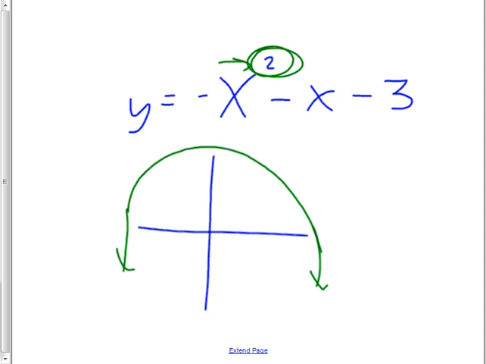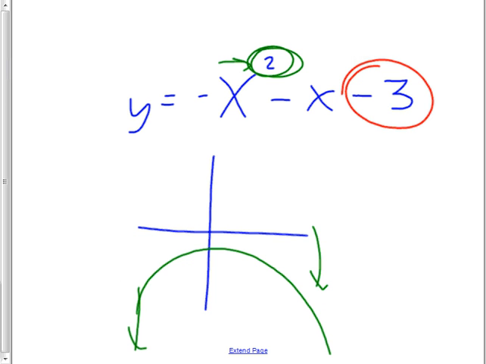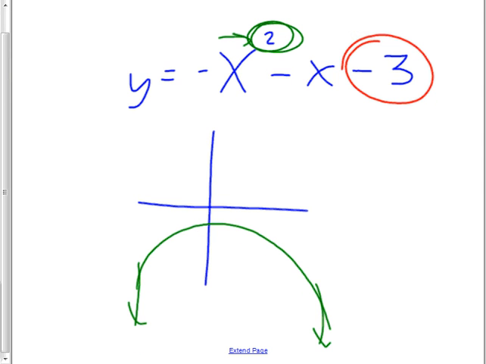Except I can also tell you one more thing that a lot of people haven't been thinking about. The y-intercept on this is -3. You know that, right? So then it must be down lower. They must both be going down, and it must have a y-intercept of -3, so it must be down there.